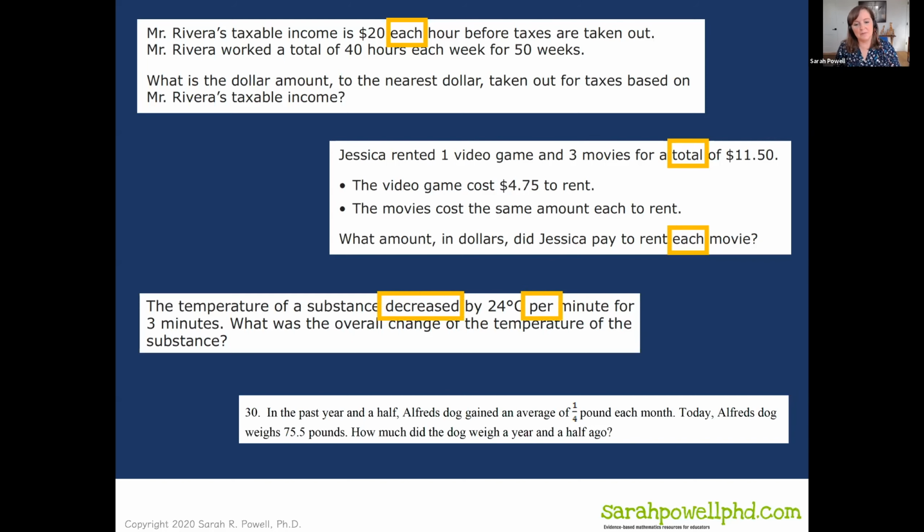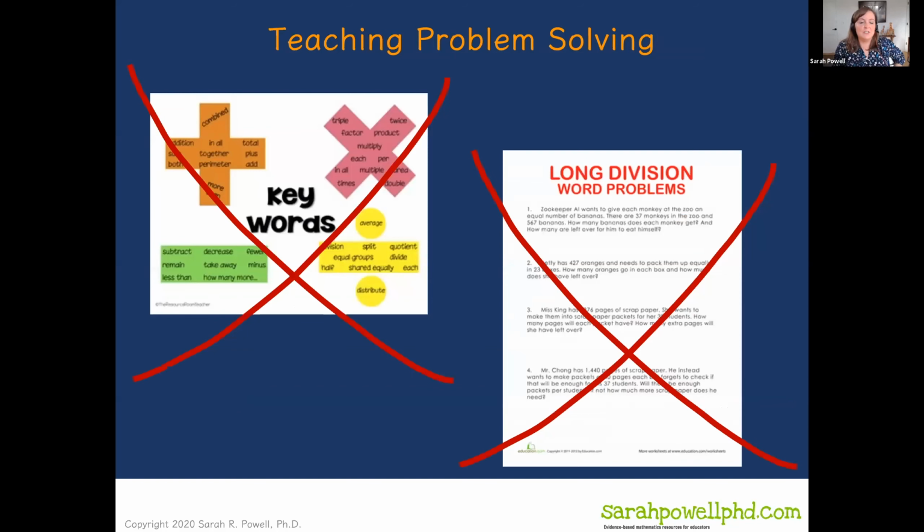Here's some examples where we see both decrease and per. And here's an example where I see half, even though it's a year and a half. A lot of students will say half. Oh, that means I'm going to divide, but then the dog gained some weight. And so what happens with these keywords is they end up being more confusing than we mean them to be. And so I'm going to scoot back here. When we think about teaching problem solving, there's really not a lot of evidence to show that using keywords and tying them to operations is a helpful word problem strategy for students.